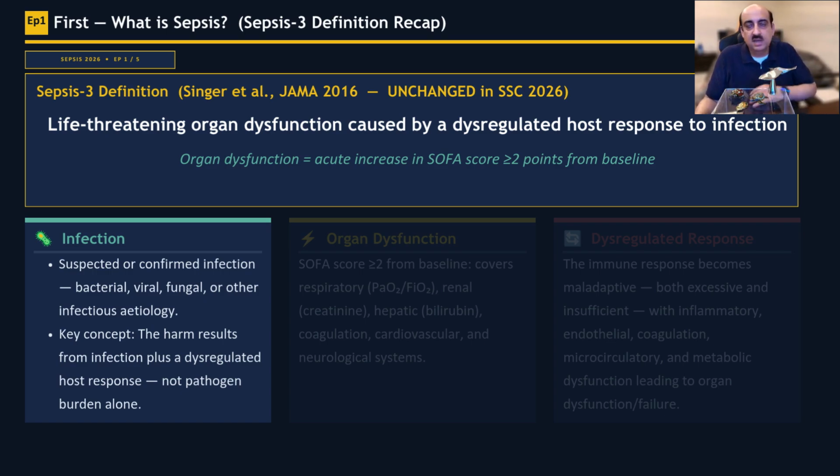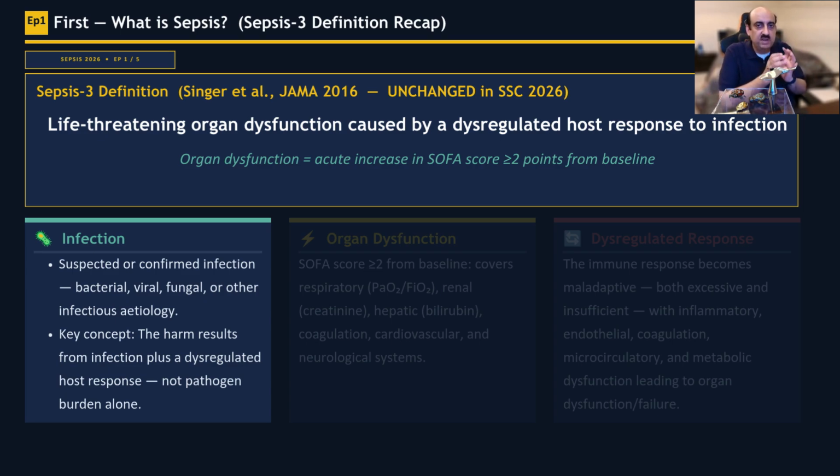Infection can be either a suspected or confirmed infection, and it could be any organism, any pathogen, bacterial, viral, fungal, or other infectious etiology. The key concept is that the harm doesn't occur because of the infection itself. It's an infection plus a dysregulated host response.